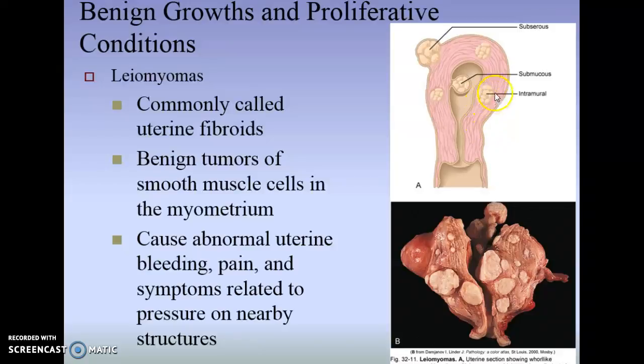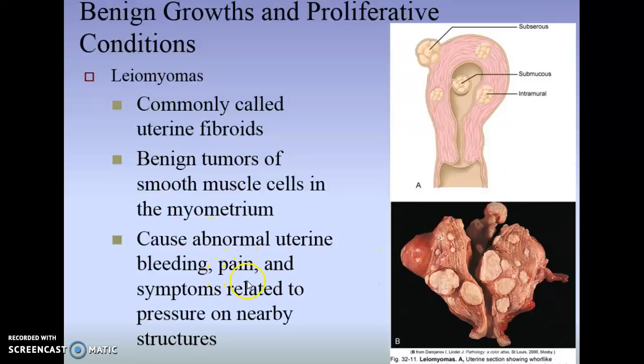It has a wart-like appearance to it. These are benign tumors of smooth muscle cells in the myometrium. This is a uterus removed through a hysterectomy, and you can see these leiomyomas. They distort the uterine tissue. What results when these form is that the uterus can have abnormal bleeding, which disrupts the normal function of the uterus.